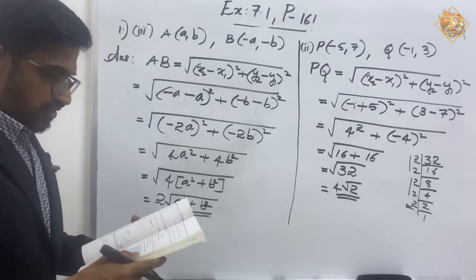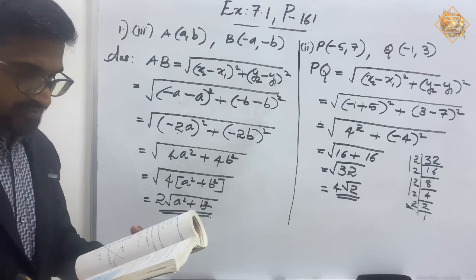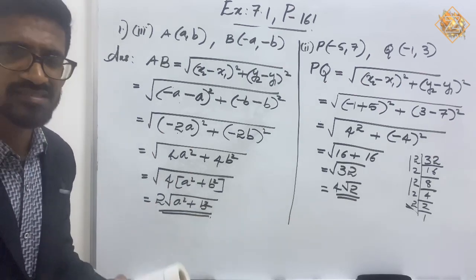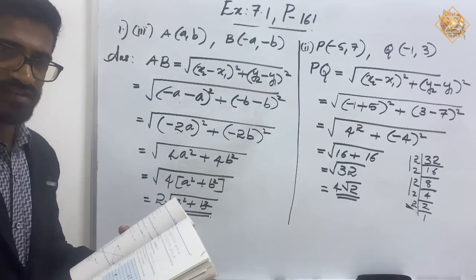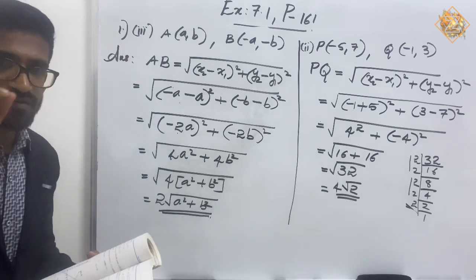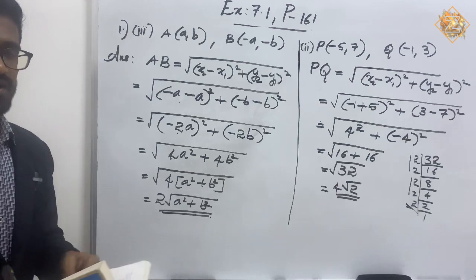Now students, look at question number 2. Find the distance between the points (0, 0) and (36, 15). The similar kind of question we have solved in the previous class. Just check the previous class. There we have already found the distance of a point from the origin. Okay, so that question you can try yourself, students. Okay, thank you.